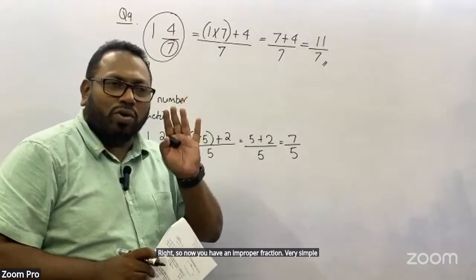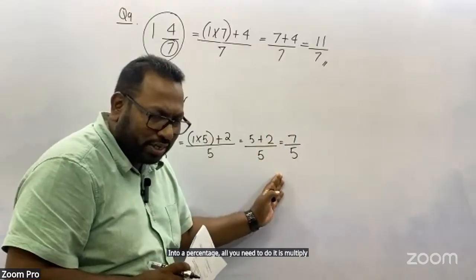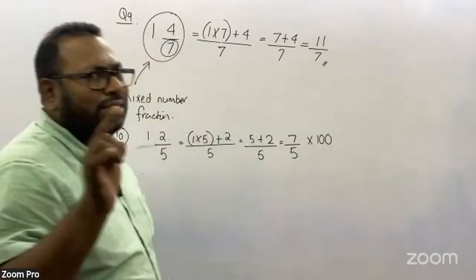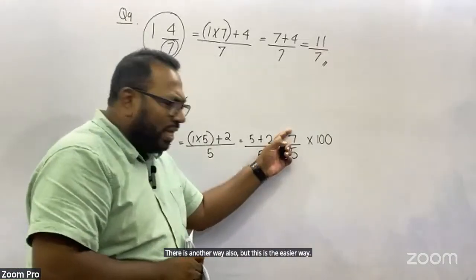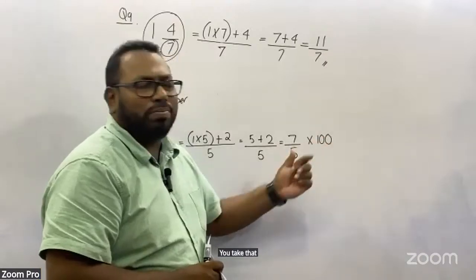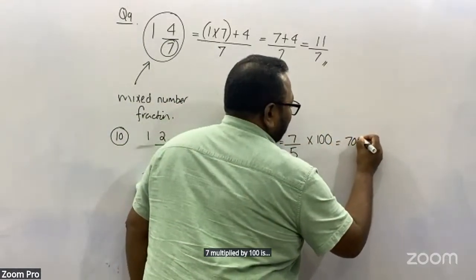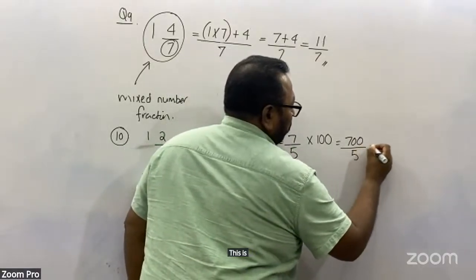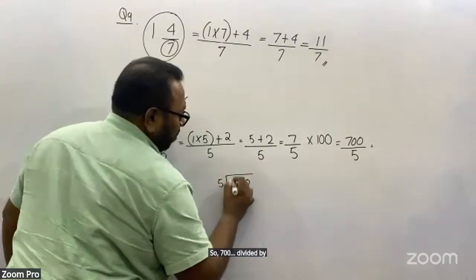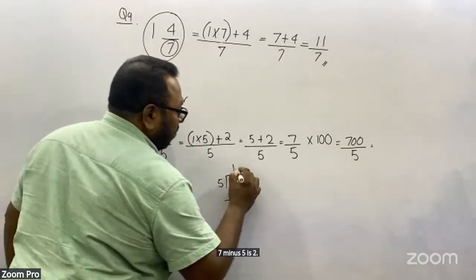Very simple rule. If you want to convert a fraction into a percentage, all you need to do is multiply your fraction by 100. There is another way also, but this is the easier way. Any fraction you get, whether it's a proper fraction or an improper fraction, you take that fraction and multiply by 100. That's all you have to do. So 7 multiplied by 100 is 700. This is 5, so that comes over here. 700 divided by 5 is how much? 700 divided by 5 is 1. 7 minus 5 is 2. 20 divided by 5 is 4.